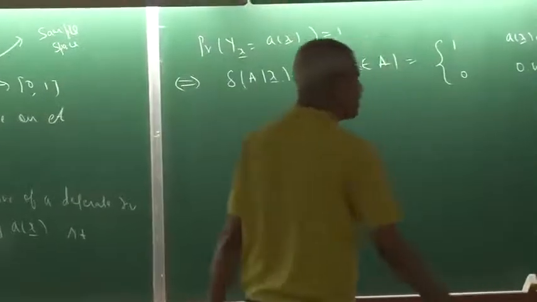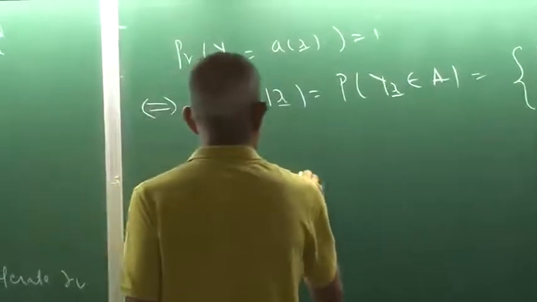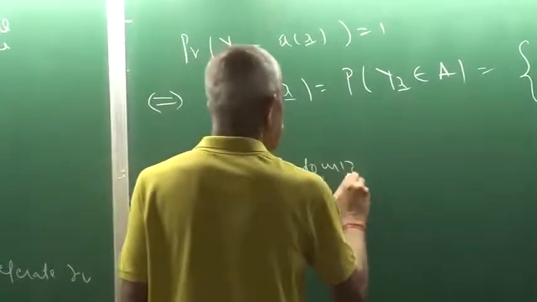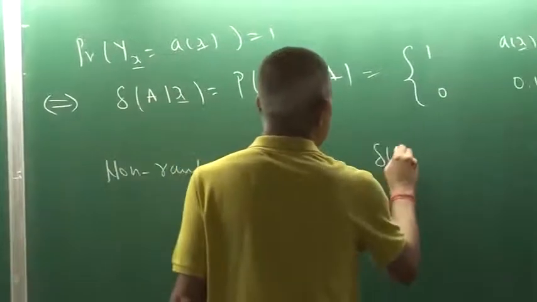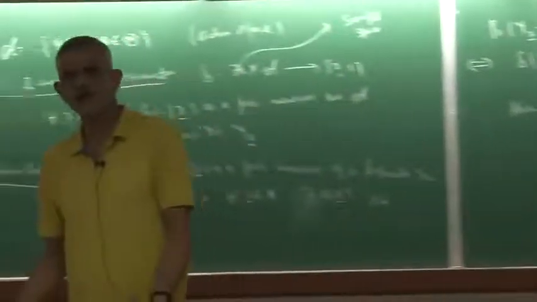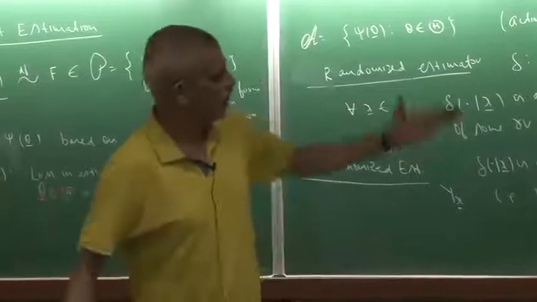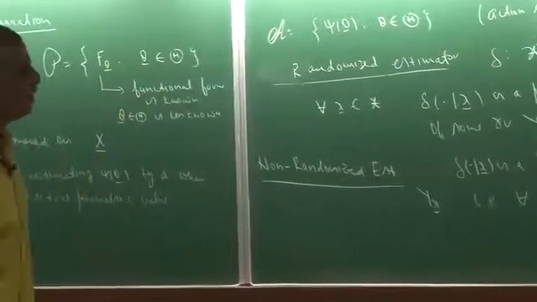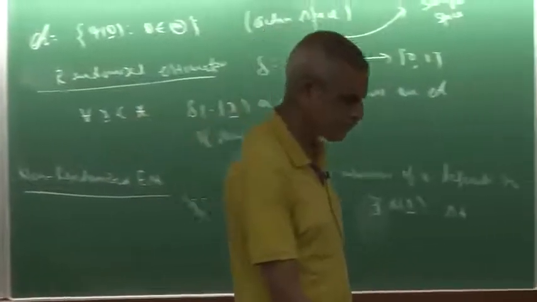And for this reason, a non-randomized estimator can be simply written as delta of x, because after you observe x, it gives me an action. So delta of x is an action. Without loss of generality, I can denote a non-randomized estimator by delta of x.